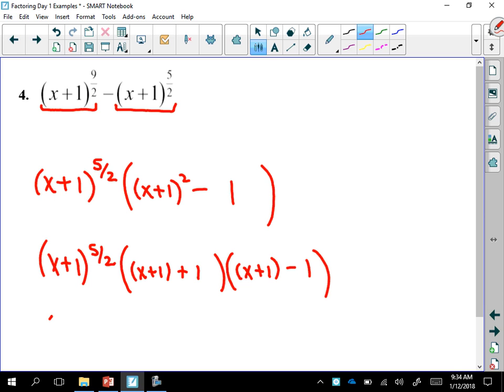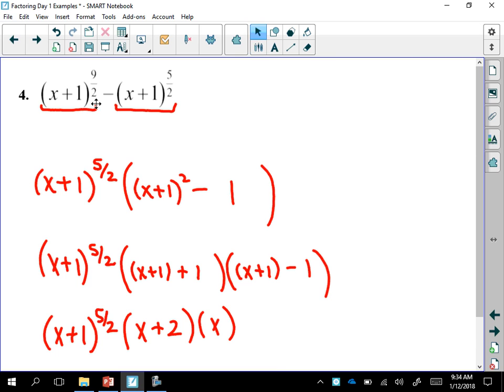And so finally, we have x plus 1 to the 5/2 times x plus 2 times x. And there would be our completely factored form. Everybody good on difference of perfect squares? Moving right along to our next form.